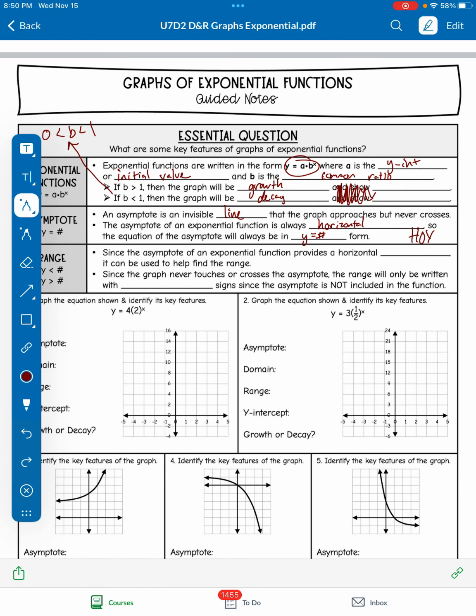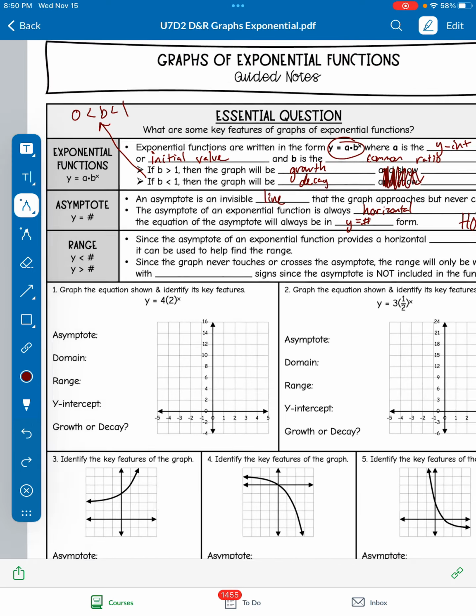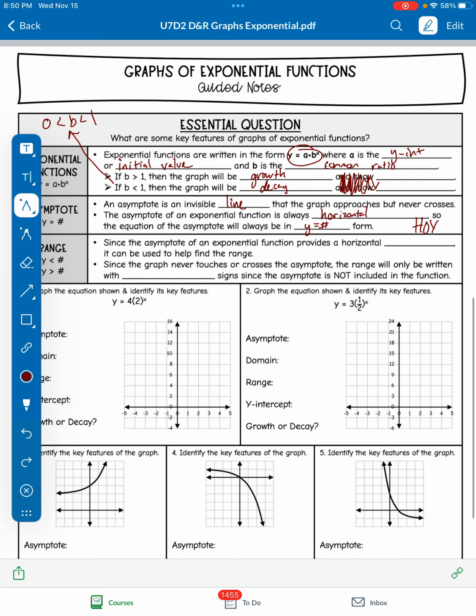And then range, we just talked about domain and range, right? The range is affected by the asymptote. This number will always be the same as the number in the range. So if you want to find the range of an exponential function, find the asymptote. Since the graph never touches it, the range will be written with greater or less than signs, because it's not included in the function.